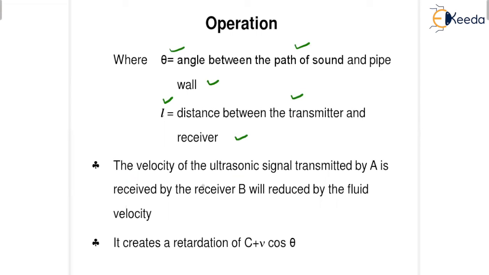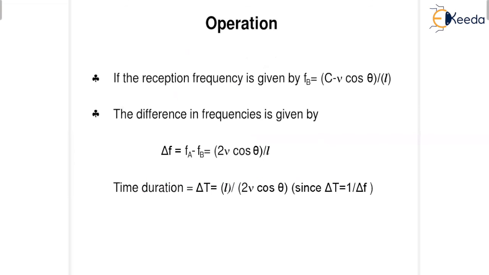Similarly, the velocity of the ultrasonic signal from transmitter A to receiver B will be increased by the fluid, and it becomes C plus V cos theta, my dear students. And its reception frequency is fB, equal to (C minus V cos theta) by L.